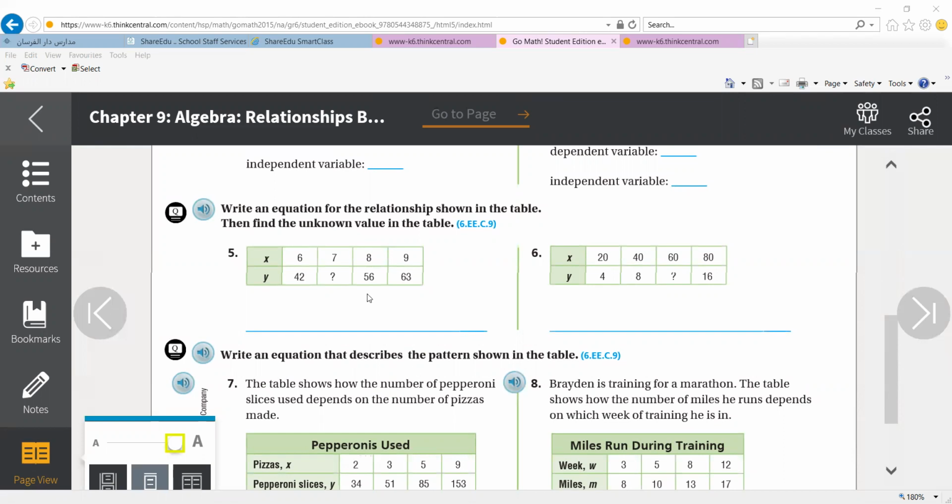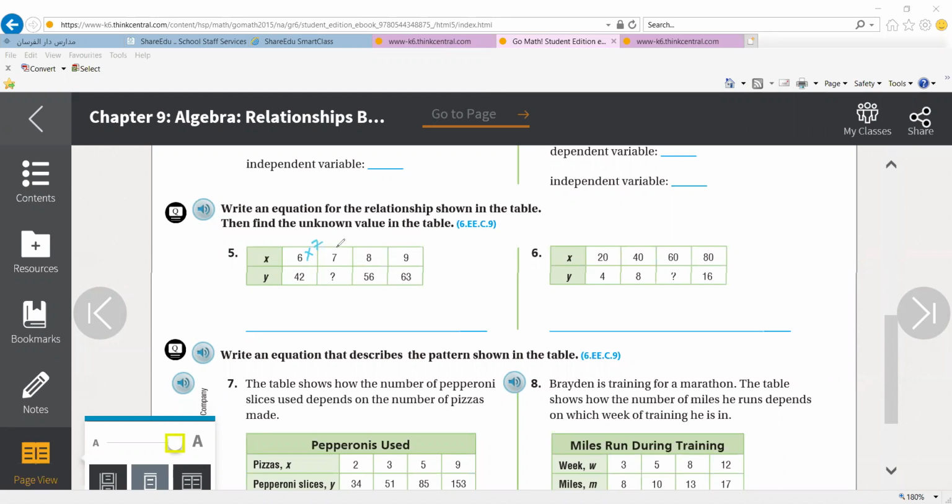Okay, girls, try to do this now. Question 5 and question 6 by your own. Girls, do you know how to do this? Write an equation for the relationship. How to write an equation? 6 and 42. What is the relation between them? 6 times what gives you 42? Tell me, 6 times what gives you 42?